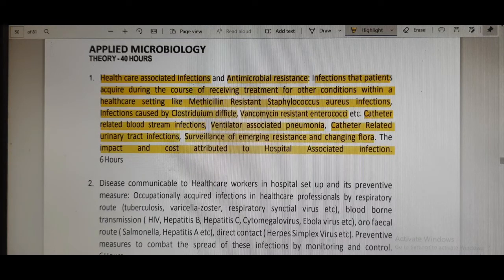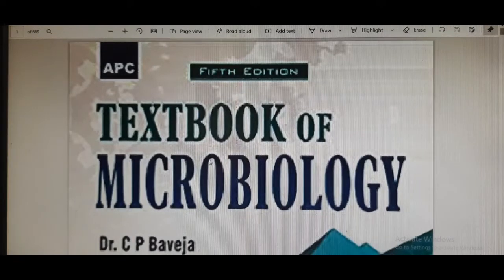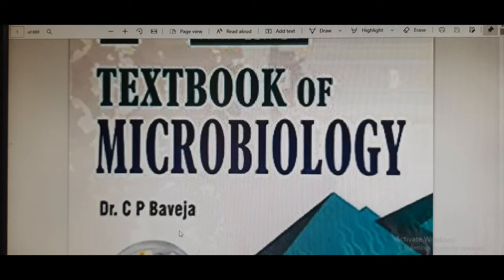The textbook which I will be referring to in this video is the Textbook of Microbiology by CP Baveja. Here I'm using the 5th edition. You can use the new edition textbook also. So the book is from CP Baveja. Without further delay, we'll see what the chapter consists of in this textbook.